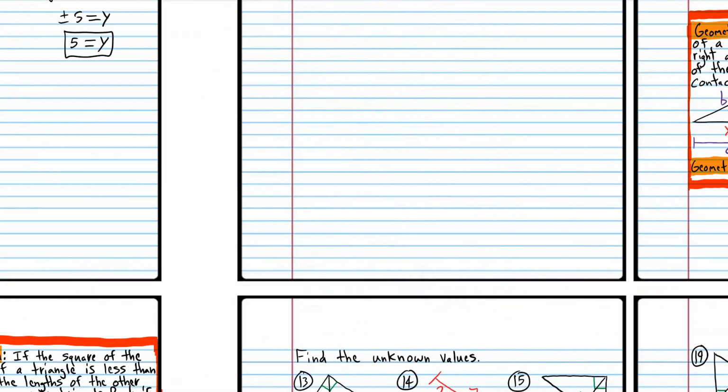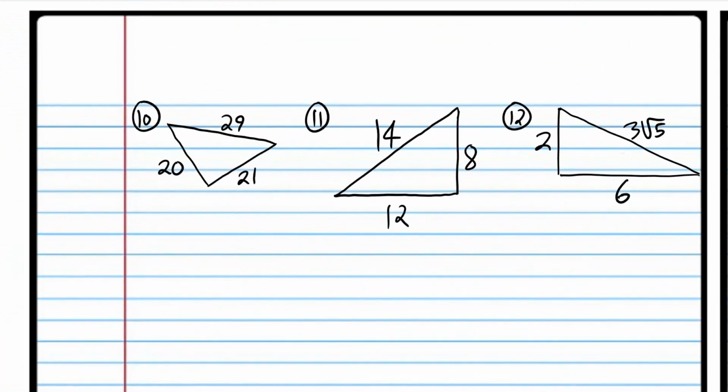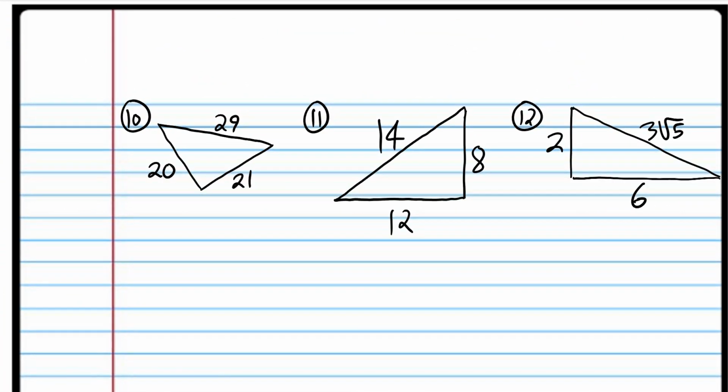All right, now time for you to try. Go ahead and try number 10. Remember, the longest side has to be C. And you're going to need a calculator for number 10 unless you want to do a lot of arithmetic. So try number 10, and when you come back, we'll do it together.